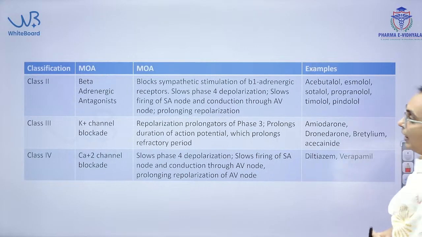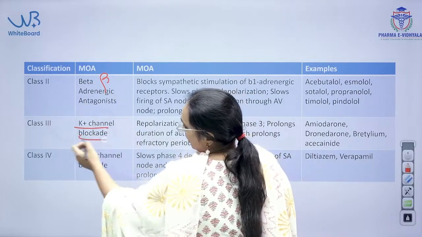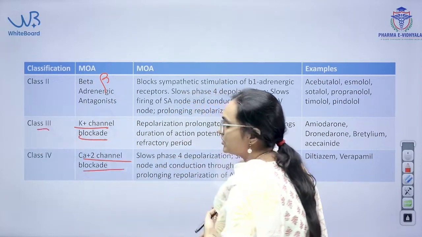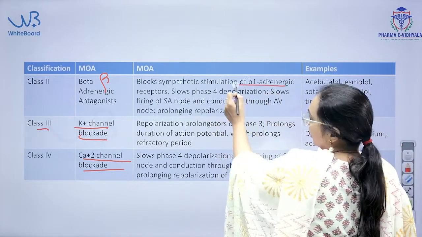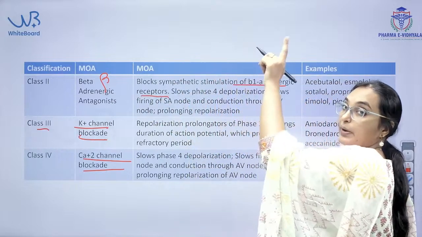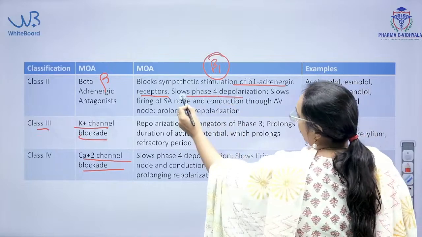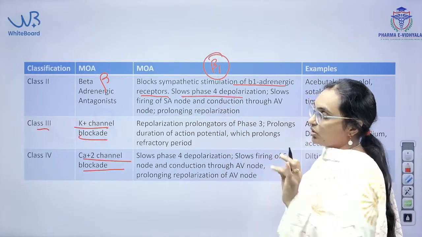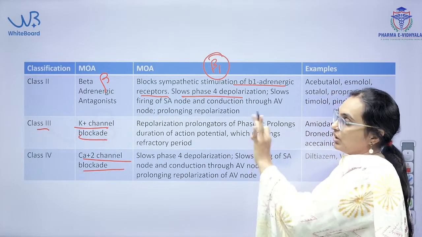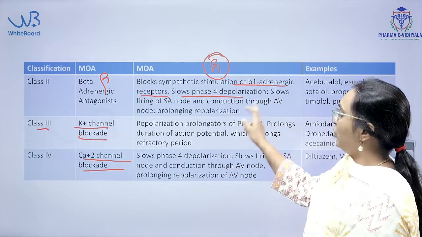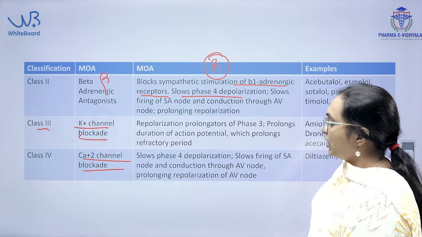Next, class 2 drugs, you all know, beta blockers. Class 2 beta blockers, class 3 potassium channel blockers, class 4 calcium channel blockers. And what do beta blockers do? Beta 1 adrenergic blockers. Which beta? Beta 1 blockers. They slow phase 4 depolarization. Phase 0 is class 1A. Phase 3 is class 1B. Phase 4 is class 2. Phase 4 depolarization slows firing of the SA node and conduction through the AV node.